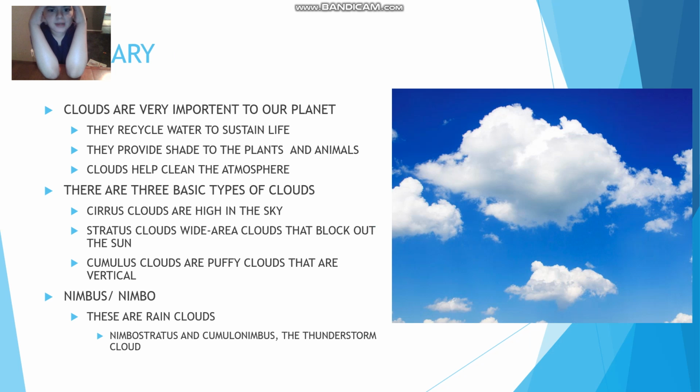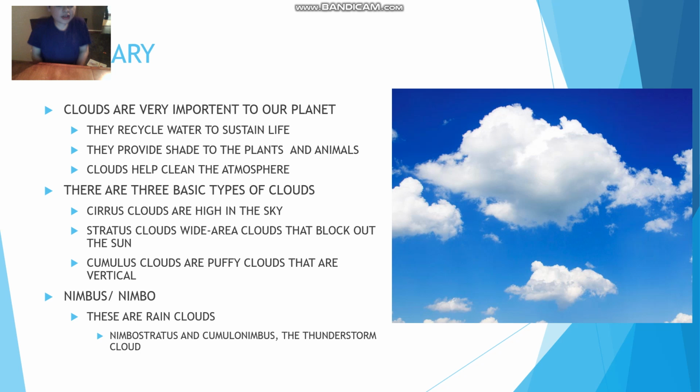Here we have the last page, the summary. Clouds are very important to our planet. They recycle water to sustain life. They provide shade to plants and animals. Clouds help clean the atmosphere. There are three basic types of clouds. Cirrus clouds are high in the sky. Stratus clouds are wide clouds that block out the sun, and cumulus are very puffy clouds that are vertical.